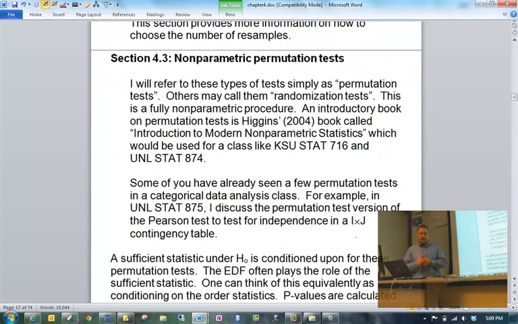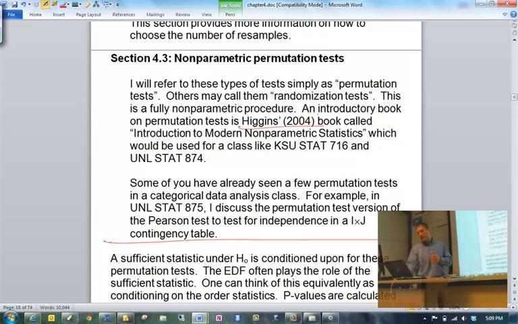Section 4.3. We will stop right here since we're running out of time. Just a little introduction. We're going to do non-parametric permutation tests. Some people call these randomization tests. I think most people now call them permutation tests. There are actually whole books on permutation tests.